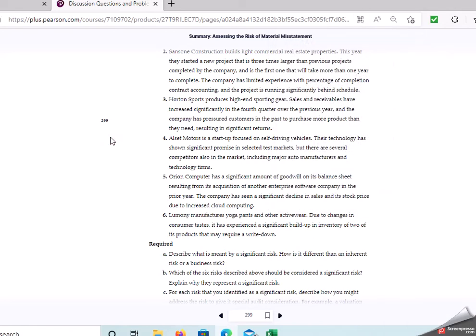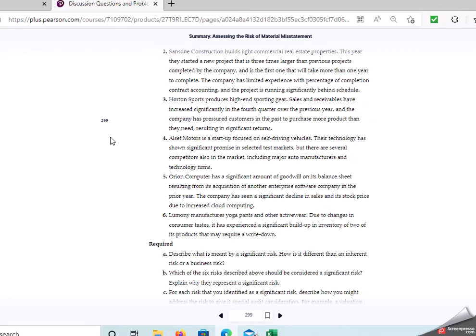Okay. Better than just your average staff accountants. Okay, then our last one, number 6, we have Lumini manufactures yoga pants and other activewear. Due to changes in consumer tastes, it has experienced a significant buildup of inventory of 2 of its products that may require a write-down.